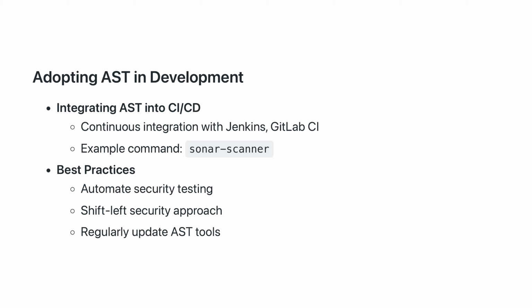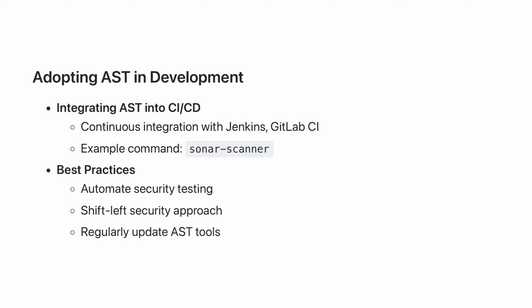When it comes to adopting application security testing, AST, in development, integration into your continuous integration and continuous deployment, CI/CD, pipeline is crucial. This involves using tools like Jenkins and GitLab CI to automate security testing seamlessly, along with the build and release processes. For instance, with SonarQube, you can initiate a code analysis by running a command such as Sonar Scanner during your build process. This ensures code quality and security are checked continuously.